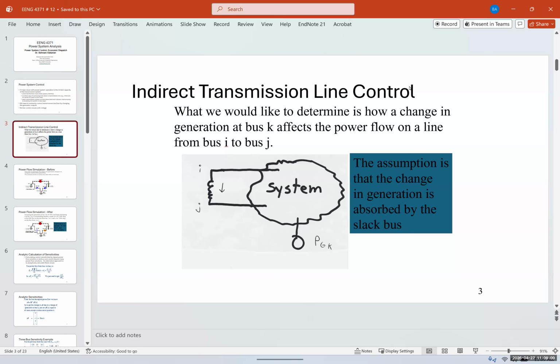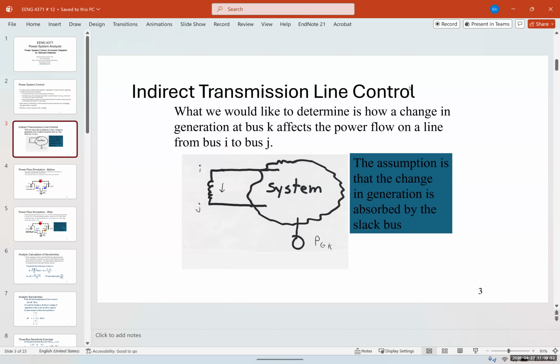Now, here is a specific question we want to answer in the slide. Suppose we have a generator at bus K and we want to know if we increase the output of the generator, how much does the power flow change on the line between bus I and bus J? So again, we don't have direct control between bus I and J, and we want to see how much changing the generator power P_K would affect the power flow between bus I and J.